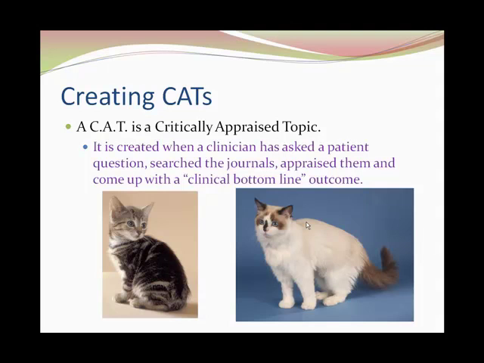And when we've done all of this, it's called a critically appraised topic. So a critically appraised topic is when we've done our PICO search, we've got the papers, we've looked at them to see if they're reliable, we've looked at the statistics behind the results to make sure they're reliable, and then we've made a conclusion or a clinical bottom line. And when we've done this, that is called a CAT.